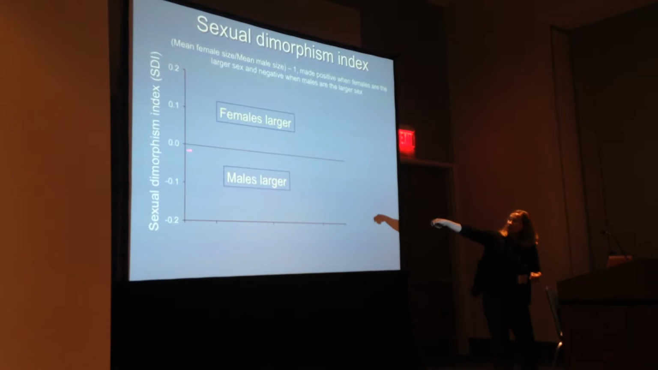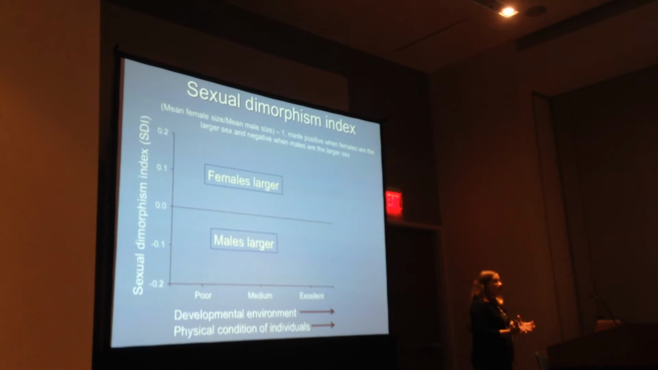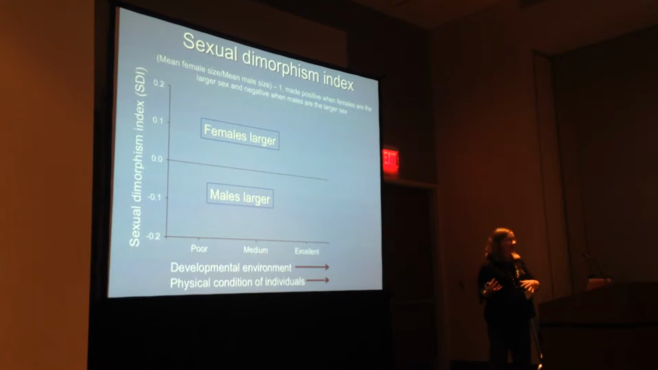But we're going to look at this across three different developmental environments, from cactus without fruit all the way up to cactus with red, white, green. And for the purposes of this talk, we're treating the developmental environment and the physical condition of individuals as interchangeable. Basically, we should expect that those that develop in an excellent environment are going to have excellent condition relative to those that develop in the other environments.